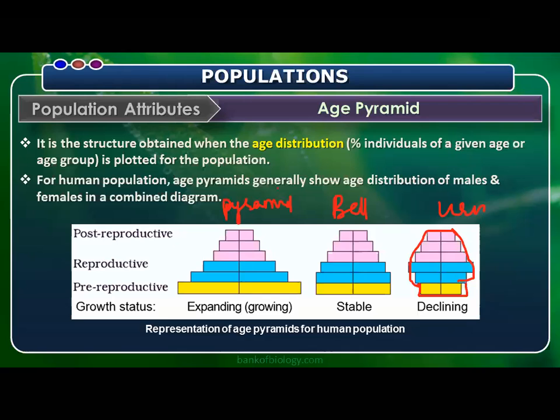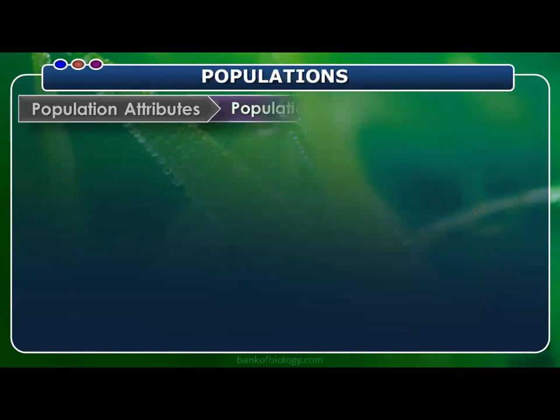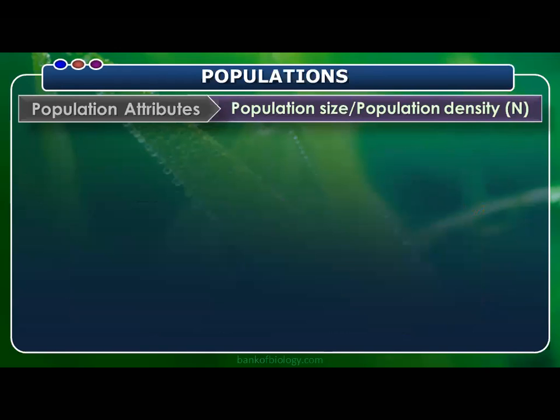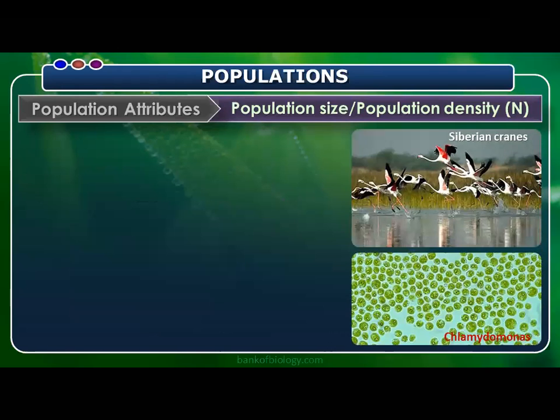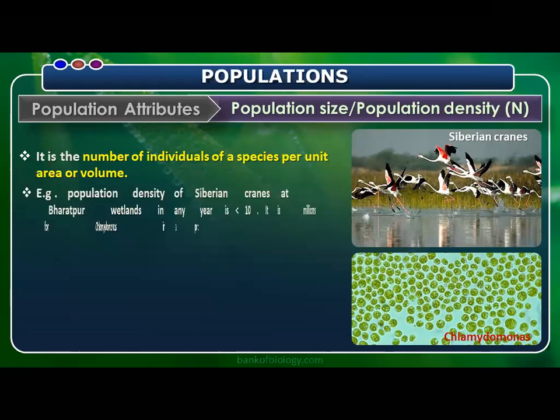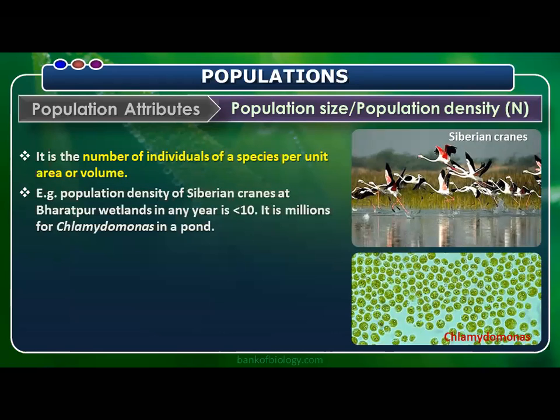So in that way, you should understand. Okay, so now moving on, this is the age pyramid concept. From this, we get the question of population size or population density. Population size or density. How do we calculate the density? The number of individuals of a species per unit area or volume. We can say density. How do we calculate?